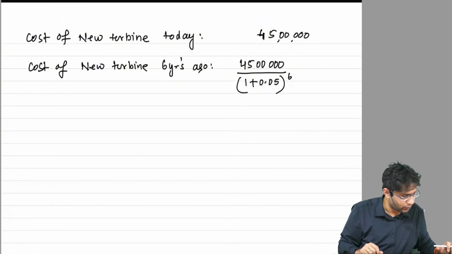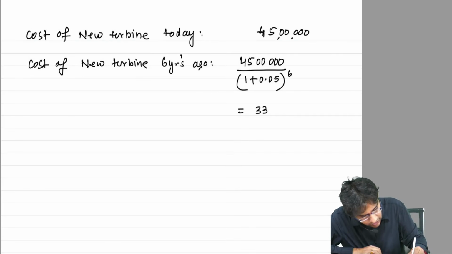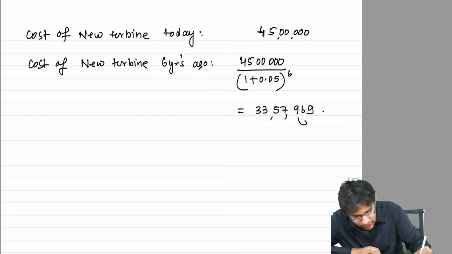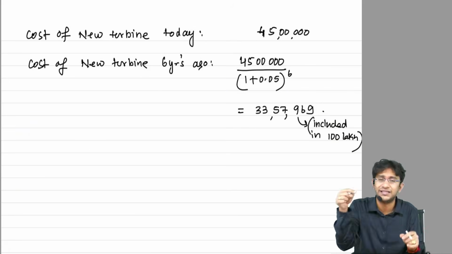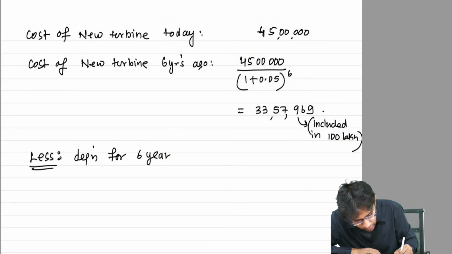So, 45 lakhs divided by 1.05, for the first year, second year, third year, fourth year, fifth year, sixth year. So I am having a number of 33,57,969. What is this? It is the original cost. That means this number is included in your 100 lakhs figure. On the first day you purchased the asset for 100 lakhs. Now, in that 100 lakhs, 33 lakhs is the turbine. On this, you did not keep quiet. You provided depreciation for 6 years till now.